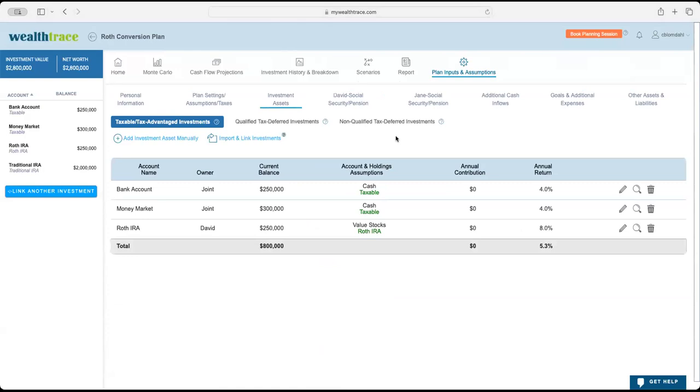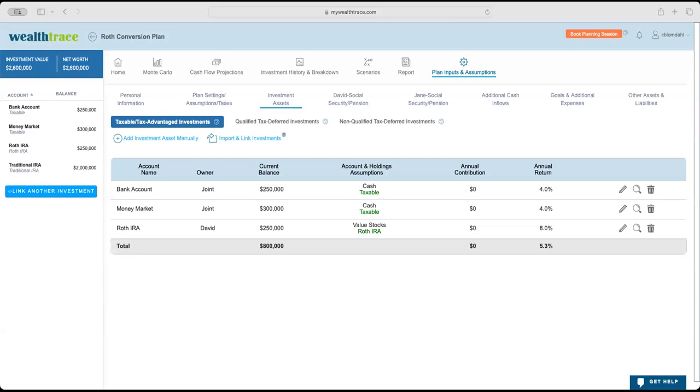We do not. We use the allocation and return assumption from the IRA or 401k that it's coming from. That way we can compare apples to apples in the tax results and the overall end of plan value results. So we assume that the allocation it's coming from is going to go to the exact same allocation in the Roth. Otherwise the return assumptions can be different and completely muddle the answer. That's a good question.